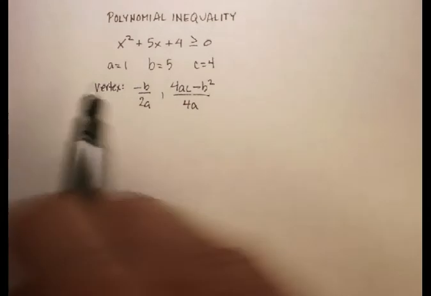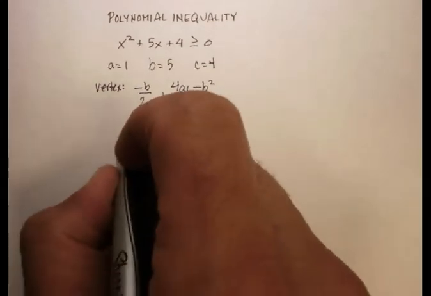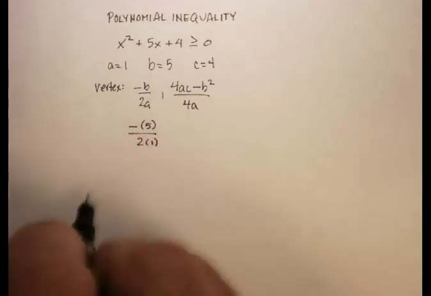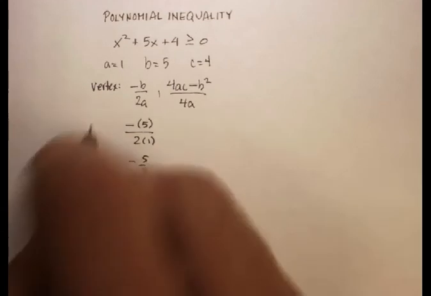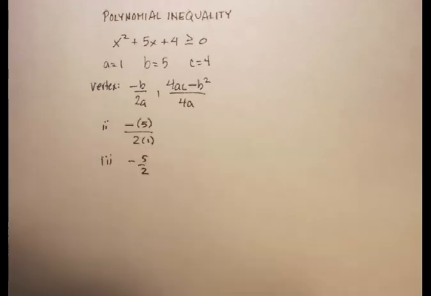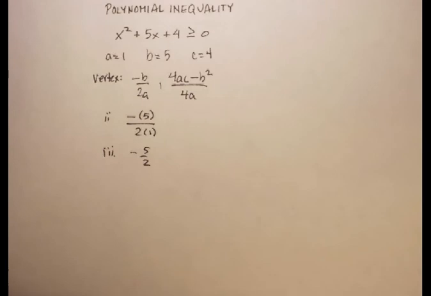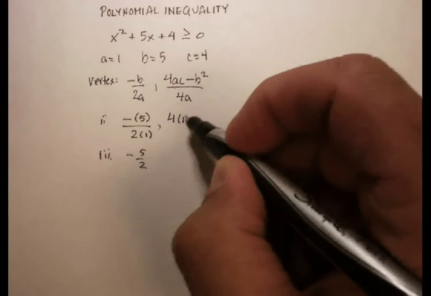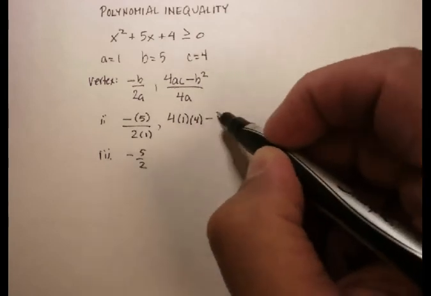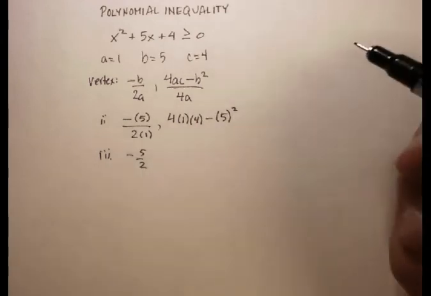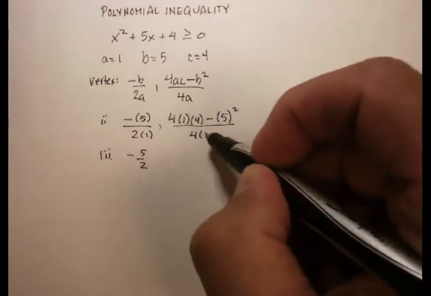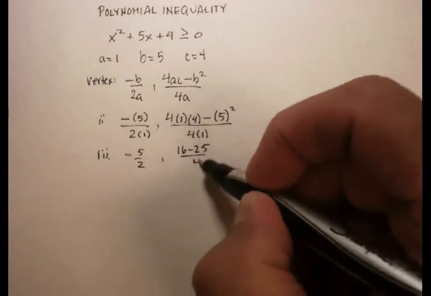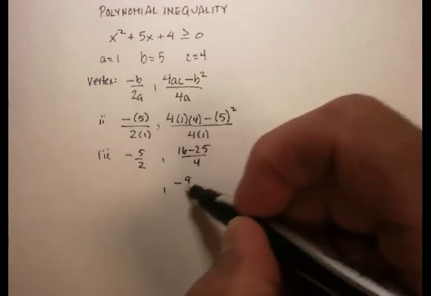Okay, now let's go ahead and plug in our numbers so we can get our vertex. I'm going to get negative 5 over 2 times 1. That's going to turn out to be negative 5 over 2. Let's just keep track of our steps there. So my x value is going to be negative 5 halves. What's my y value going to be? Plug in the numbers: 4 times 1 times 4 minus 5 squared, all over 4 times 1. That's going to give me 16 minus 25 over 4, or negative 9 fourths.